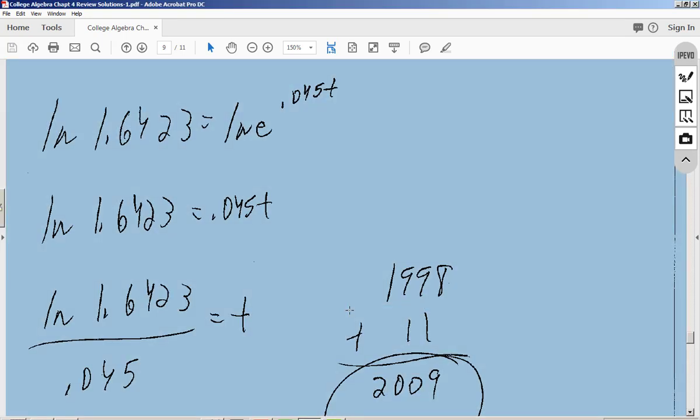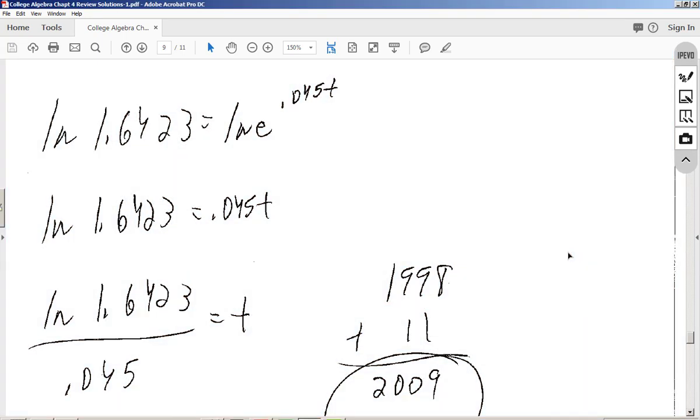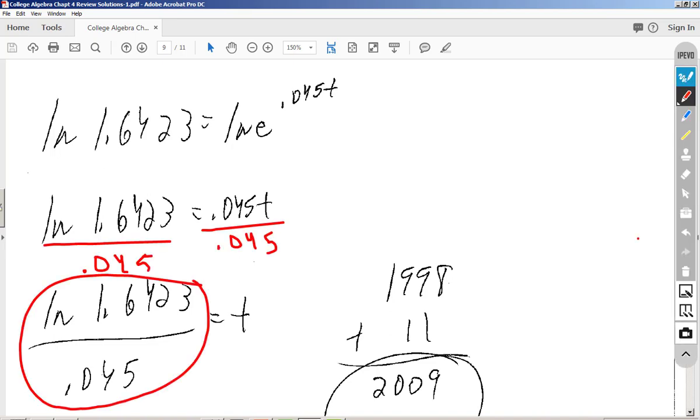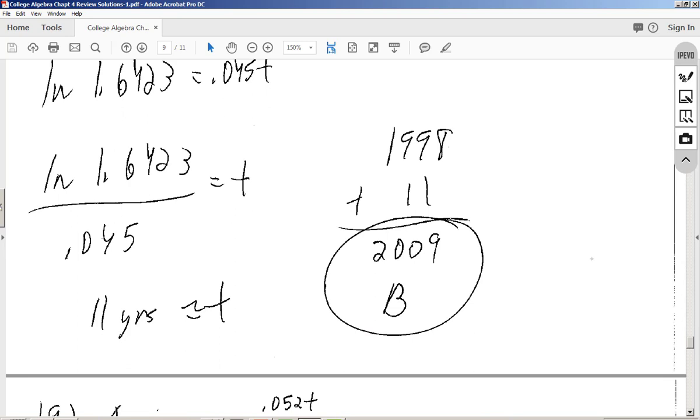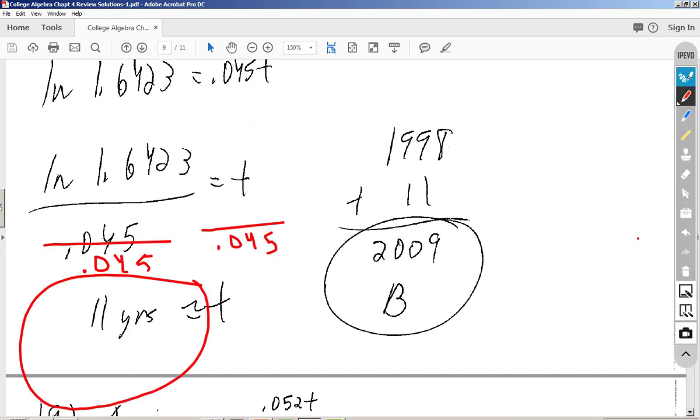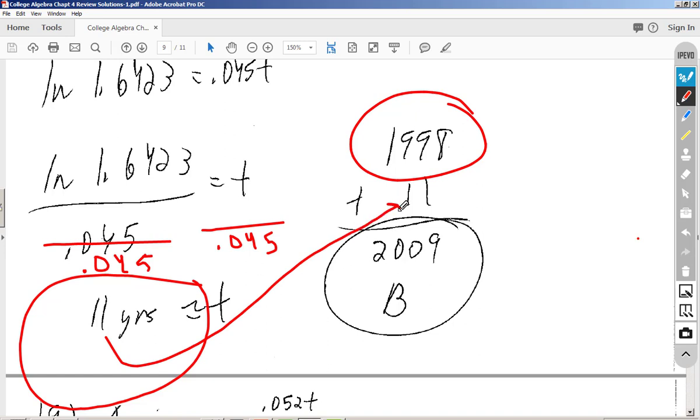As I look at my equation right here, I have to remember that my answer came out to be 11. So here's my answer, 11 years. But it wants to know what year. The question says, when will the population of the city reach 427,000? My original population was in 1998, so now I have to add 11 to it, and that comes out to be 2009. That answer is B.